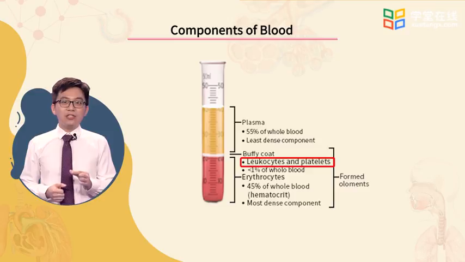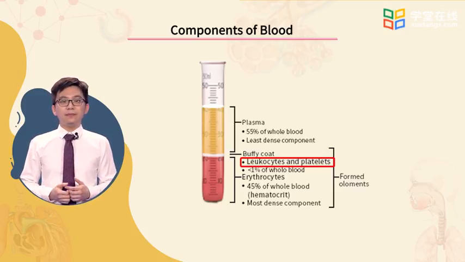Then a thin whitish layer is found in the middle. This layer contains leukocytes, the white blood cells that act as your warriors to defend your body against toxins and foreign microbes. And there are also cell fragments called platelets or thrombocytes, which help with blood clotting. Leukocytes and platelets constitute less than 1% of your blood volume.